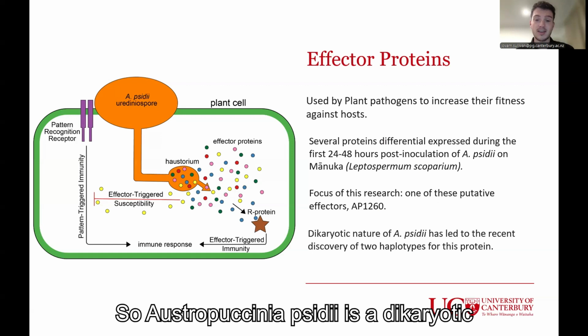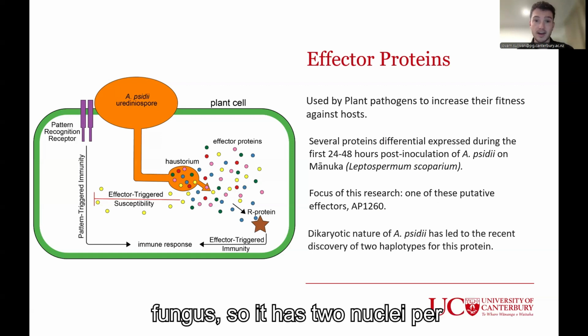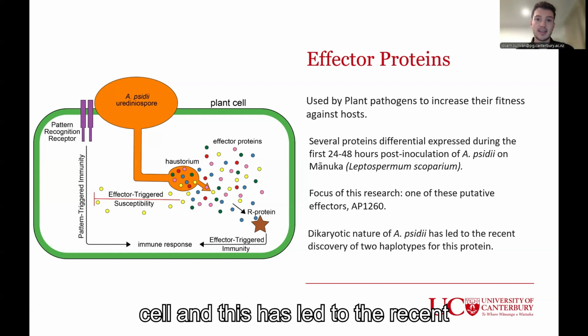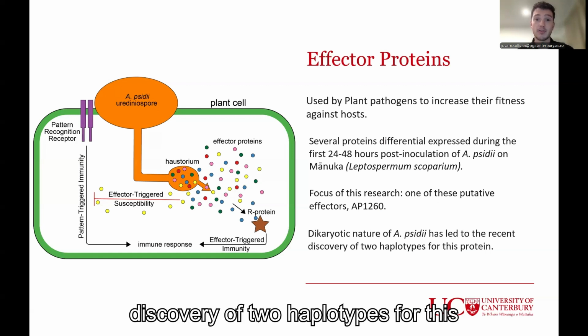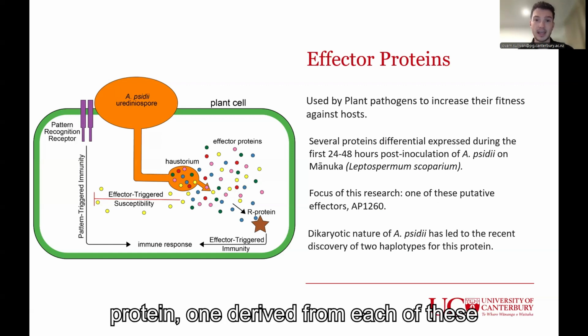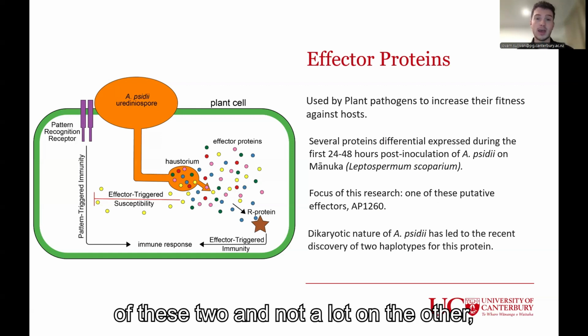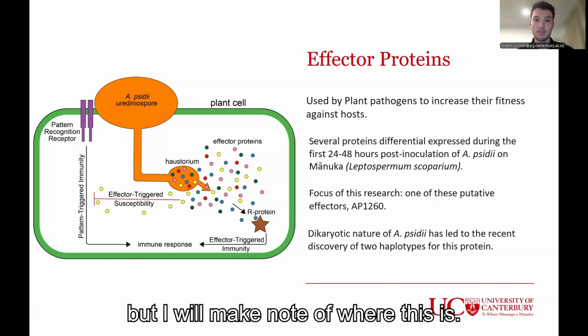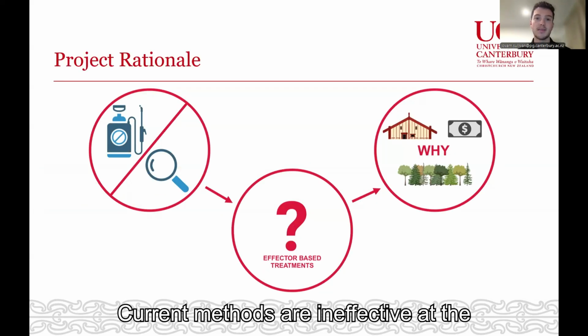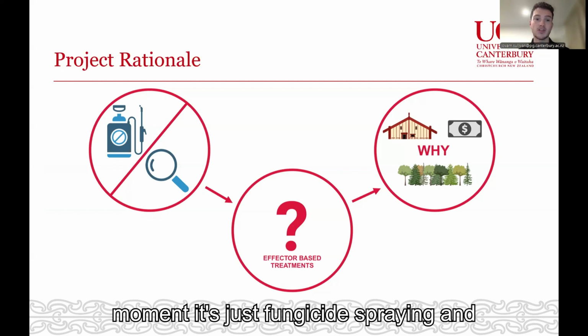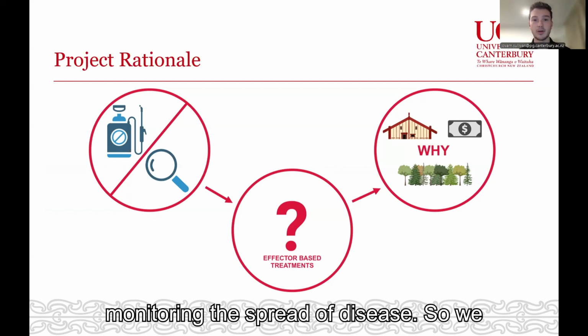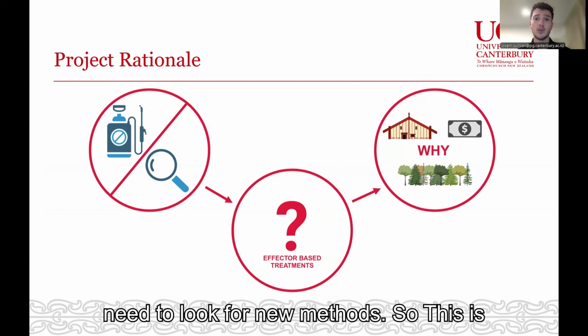Austropuccinia psidii is a dikaryotic fungus, so it has two nuclei per cell, and this has led to the recent discovery of two haplotypes for this protein, one derived from each of these nuclei. I have done a lot of work on one of these two and not a lot on the other, but I will make note of where this is. Current methods are ineffective. At the moment, it's just fungicide spraying and monitoring the spread of disease. So we need to look for new methods.